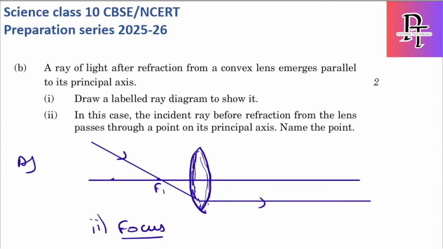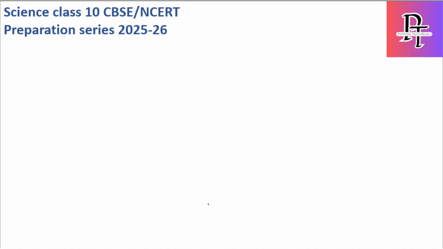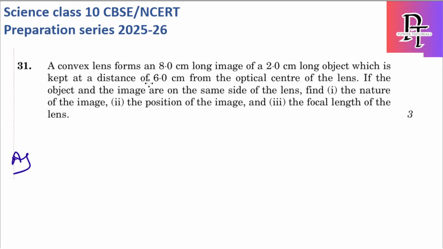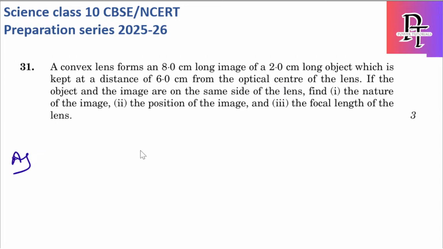Let's move. So 31st question, this is one of the 3 marks questions we have. A convex lens. Okay, we have a convex lens. So first thing, whenever you are seeing convex or concave or any lens question, first understand which one it belongs to, concave or convex, because based on that we have to decide the sign of the focal length.